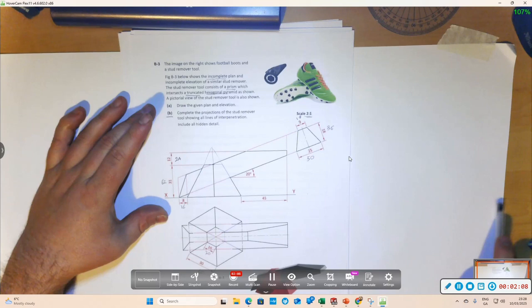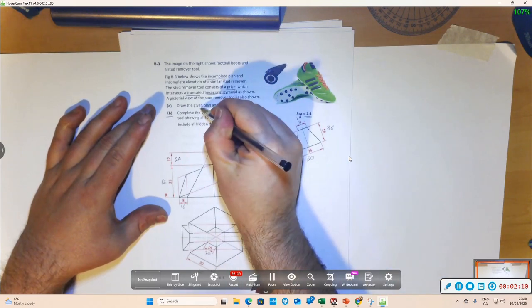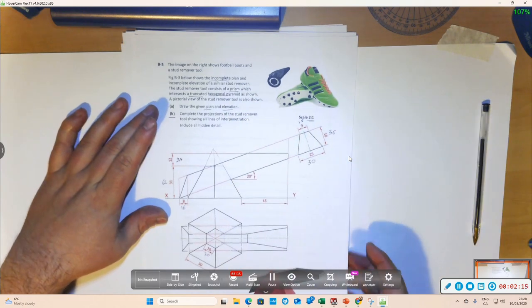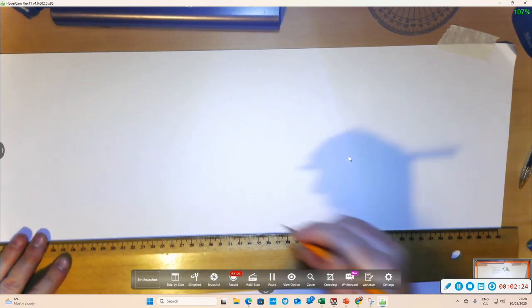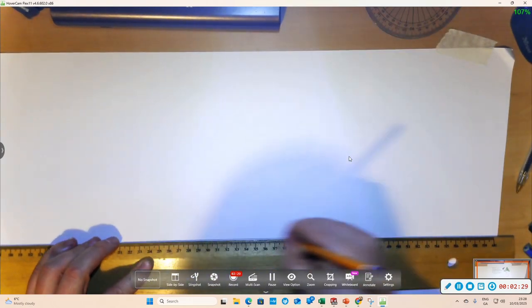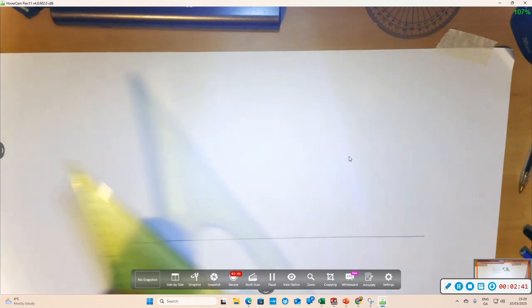So we're going to start on part A. Draw the given plan and elevation. So it gives you a hint first. We'll go with the plan. So we're going to draw in our XY line. We can go down whatever distance we want to start our plan view.